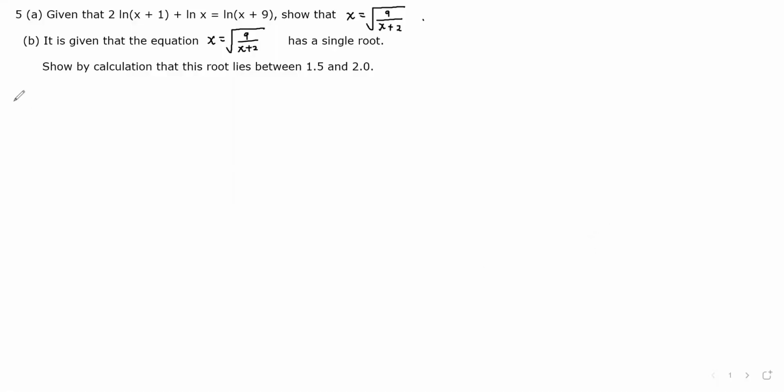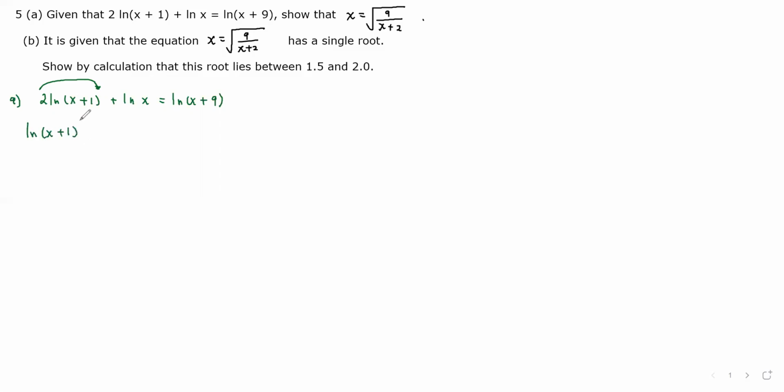Part A, we are given the log equation 2 ln(x + 1) + ln x = ln(x + 9). And we need to show that this equation can be written as x = square root of 9 over (x + 2). On the left side, there are two log terms, so we need to group them together, and we need to use the power law so that the 2 can be moved to be the exponent of x + 1.